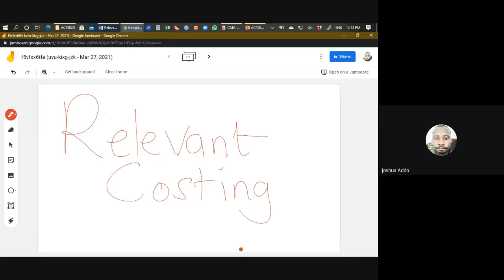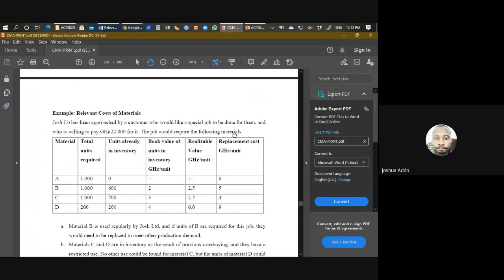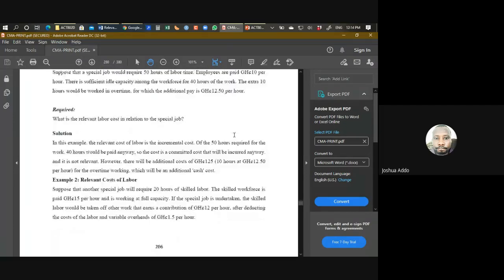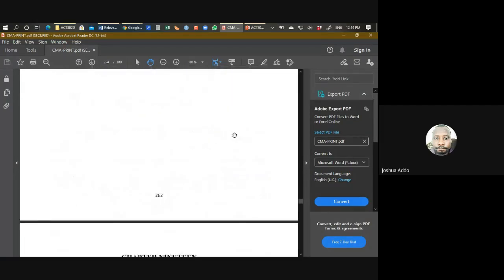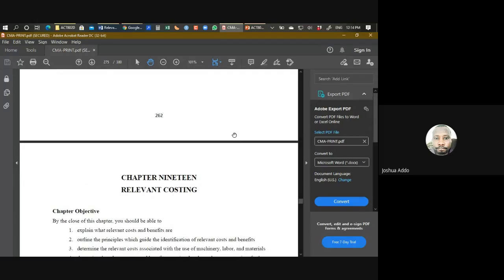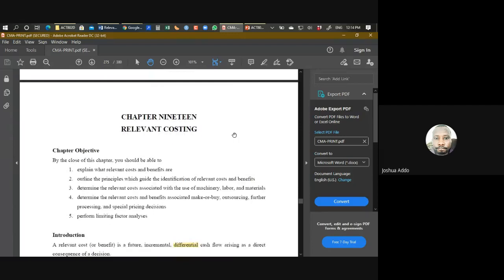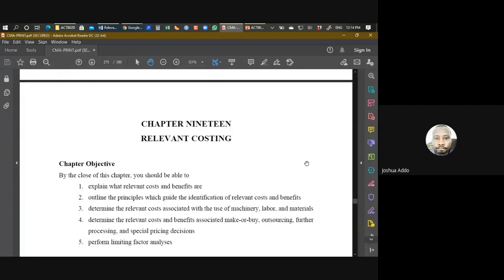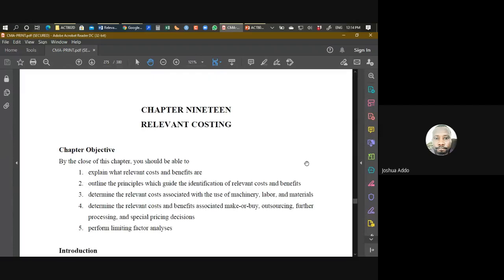Even though the topic is actually made for business environment, it is also applicable to almost everything we do in life, in our personal lives as well. All right, so that's what we're going to do. The topic on relevant costing starts from page 263 of your textbook, which is also chapter 19 of your textbook.